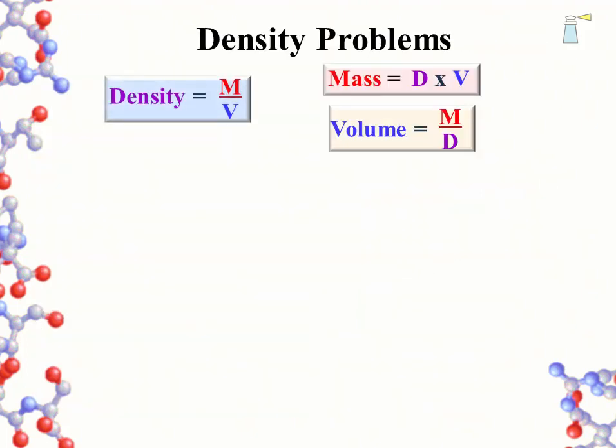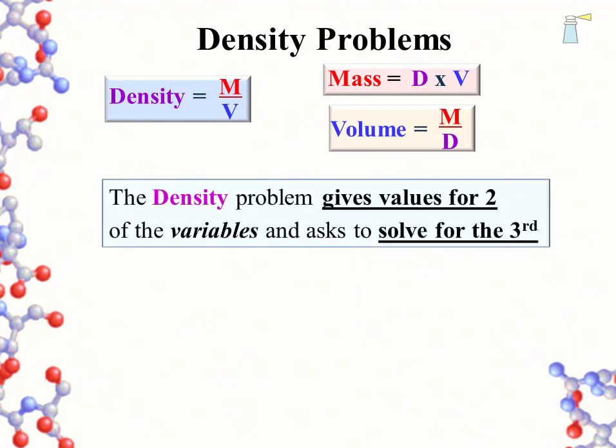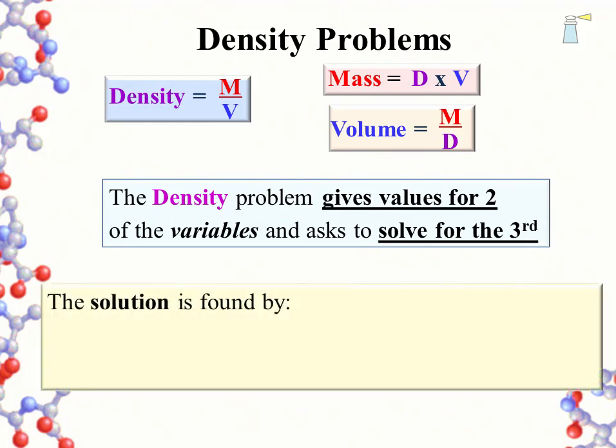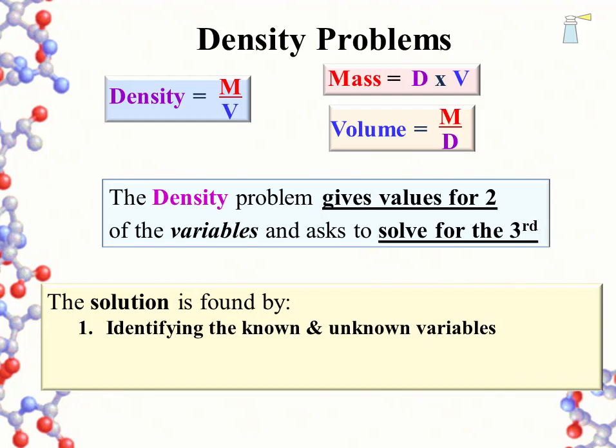Now we're ready for some density problems. As stated earlier, density problems give values for two of the variables and ask to solve for the third. We will use the basic problem-solving structure to address these problems. To find the solution of a problem, first identify the known and unknown variables. Read the question carefully and take the time to identify and write out the numerical information from the problem. This is called the setup. This is also where you decide what the question wants as an answer. Generally, there will be a variable of unknown value.